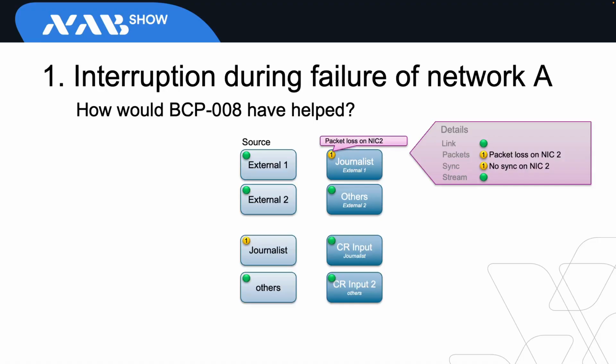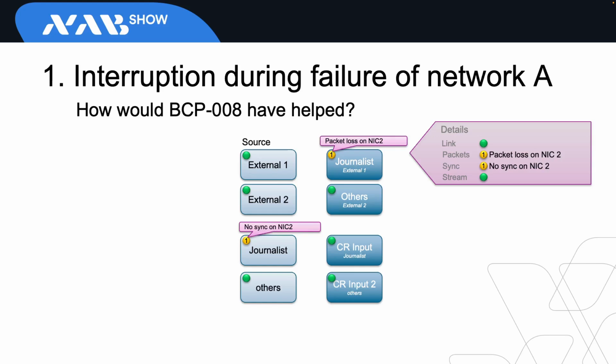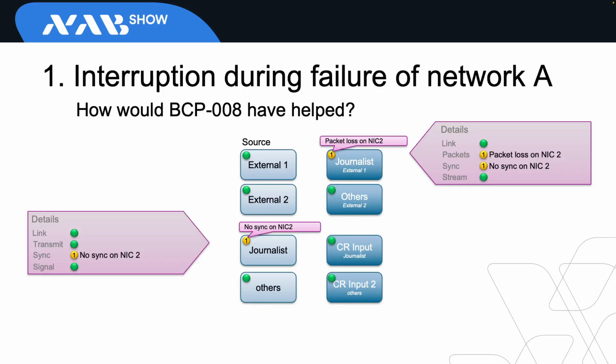So this is an example of how a user interface could indicate the problem. If you look at the journalist as a sender, similar thing. On the sender side, you couldn't tell there is packet loss because it's a UDP-based transmission. But if he hovers over that as a sender, he would see no sync on NIC 2 because it's true, there's no sync. And as a sender, you also need a sync. And if he goes into detail, he sees something like this, no sync on NIC 2.